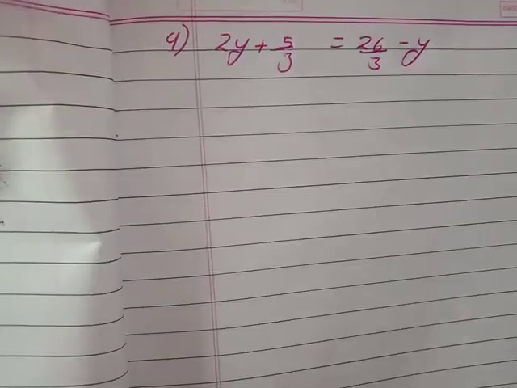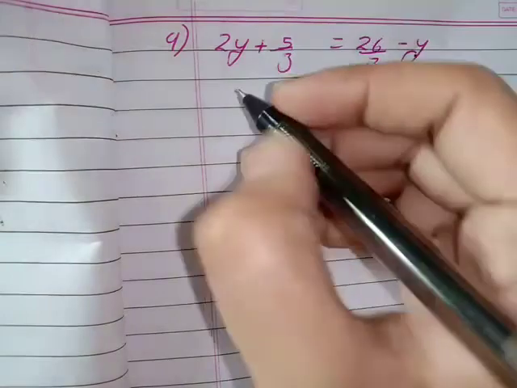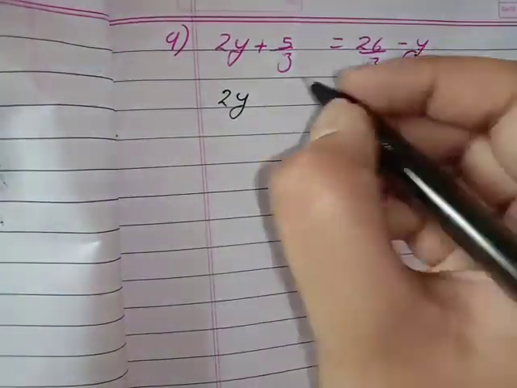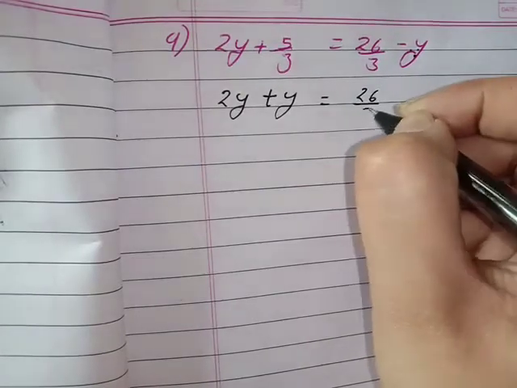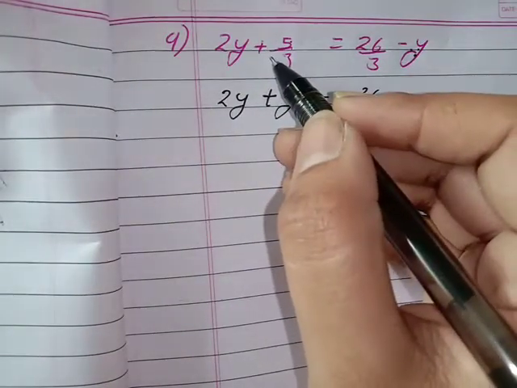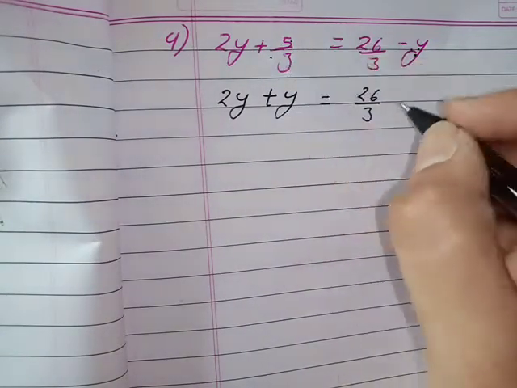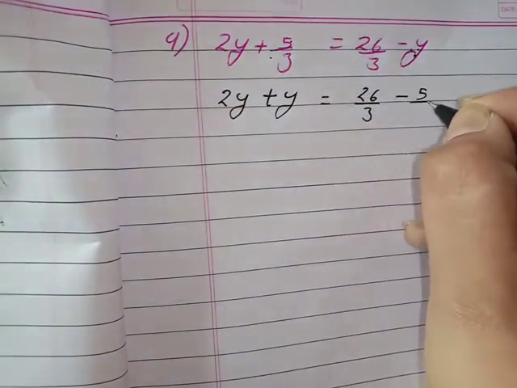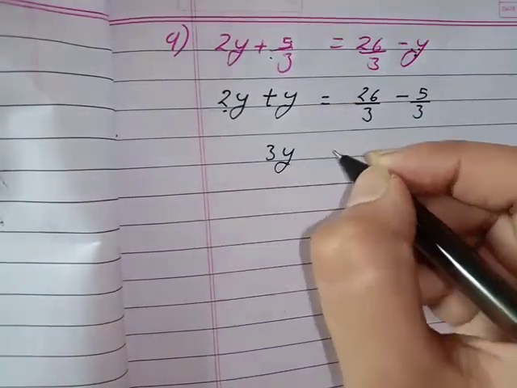Okay, here we will transfer the y term to the LHS. So 2y plus y to minus y becomes plus y. 26 upon 3 remains in the LHS, and we will transfer the plus 5 by 3 from the LHS to the RHS. So minus 5 upon 3. 2y plus y is 3y.